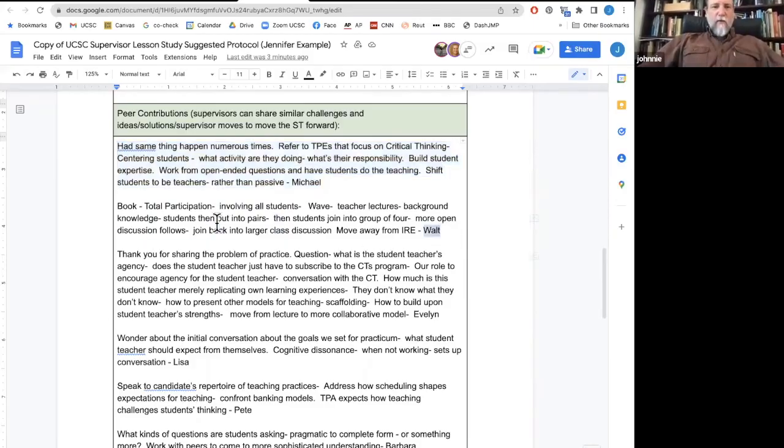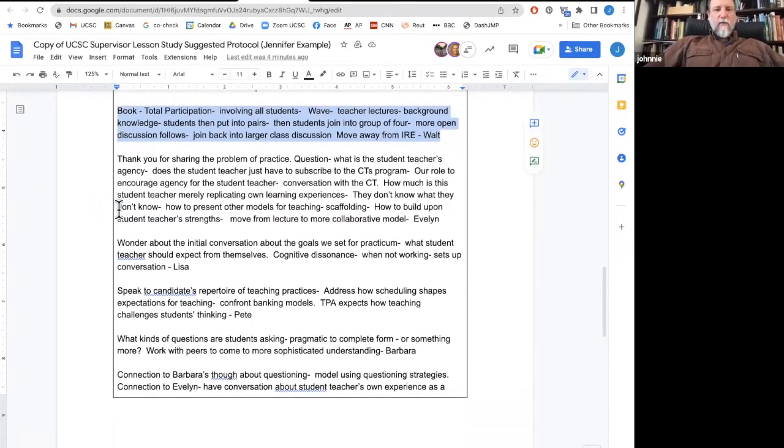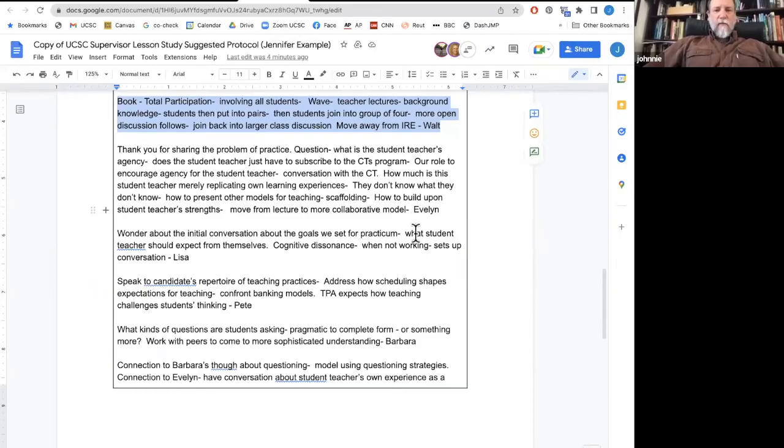Walt offered this great book, with some particular strategies, ways to move towards richer involvement by the students, not just hoping it will happen accidentally. What are some particular moves? And this is what Jennifer set out before. She wanted moves. What moves do I give my student teacher? Well, a move might be, here's three steps you might take towards greater involvement. You could start with some giving of knowledge, but then you need to work with students in pairs and then in groups of four, and then bring them back to whole group discussions. That's a particular supervisor move, something that might be suggested to the student teacher. And then this is Evelyn's contributions.